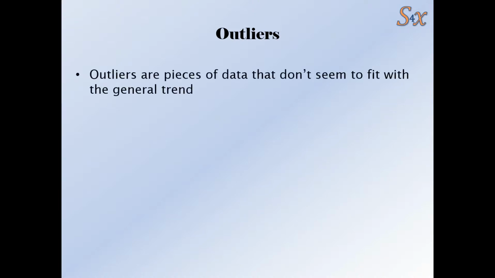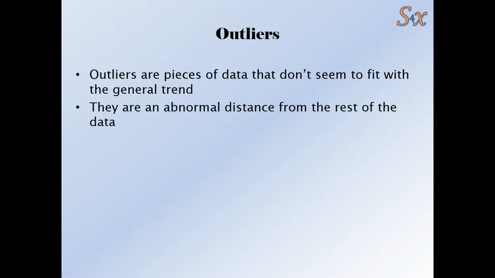Okay, let's have a chat about outliers and what they are. I'm sure you'll have looked at outliers in GCSE science. They're pieces of data that don't fit the general trend. They seem to be away from the rest of the data in some way. So this is a more technical explanation, I guess: they're an abnormal distance from the rest of the data.